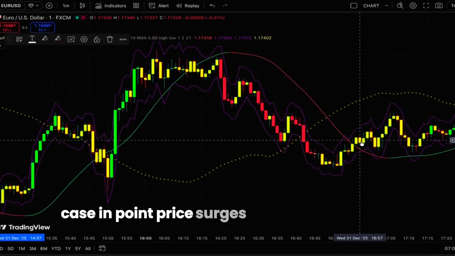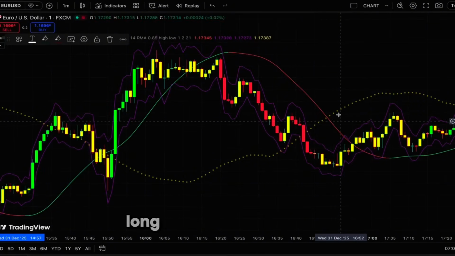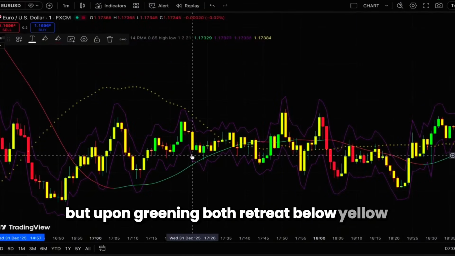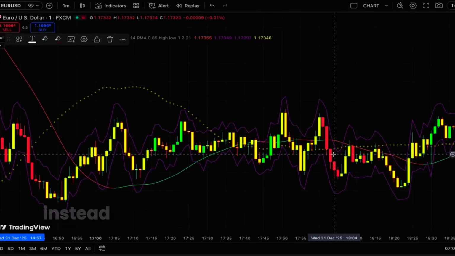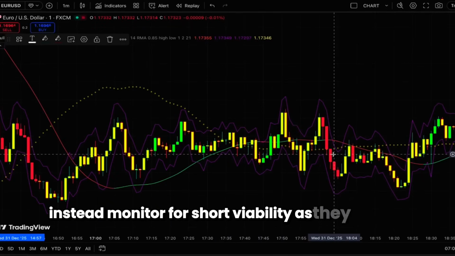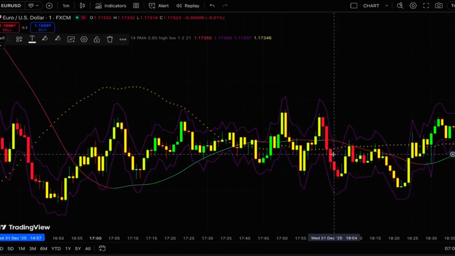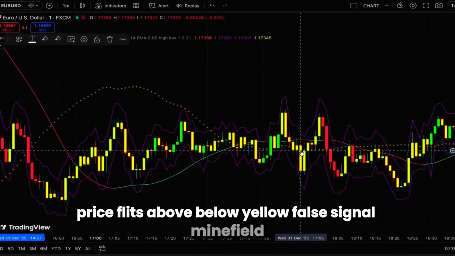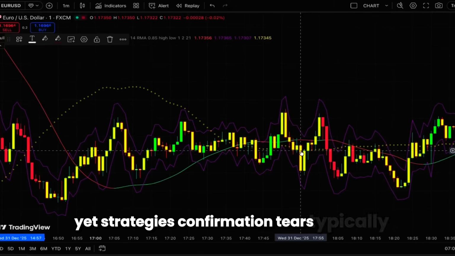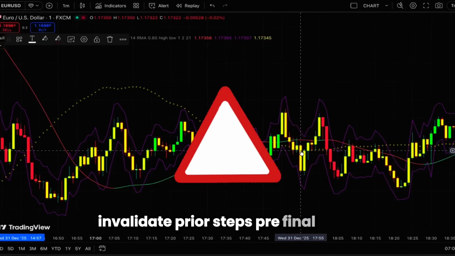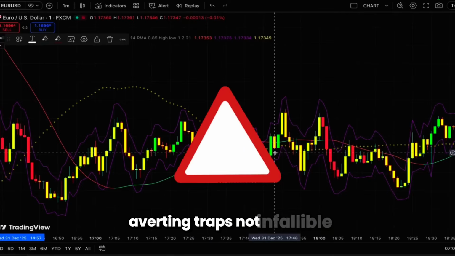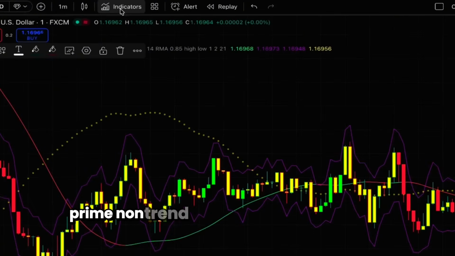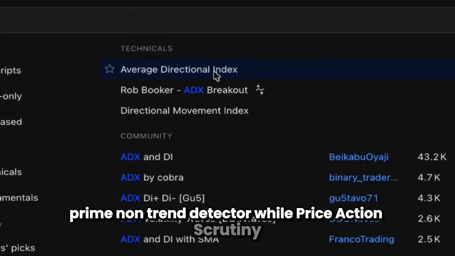Case in point, price surges above yellow. Hull joins. Long setup cues red to green, but upon greening, both retreat below yellow. Reject the long outright. Instead, monitor for short viability as they breach downward. Notice this: a range forms. Price flits above or below yellow. It's a false signal minefield. Yet the strategy's confirmation tiers typically invalidate prior steps before final entry, averting traps, though not infallibly. Especially in ranges, hence supplementary checks. Price action scrutiny is the prime non-trend detector.